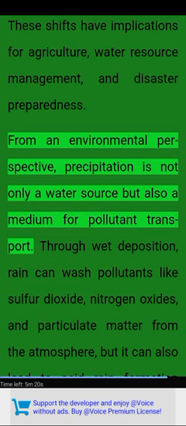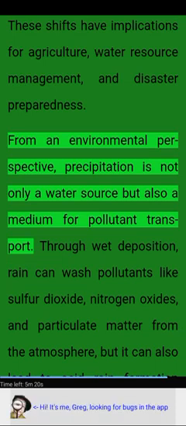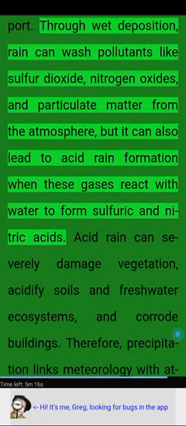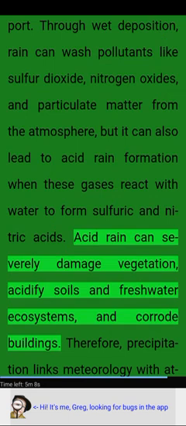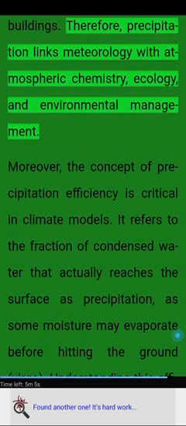From an environmental perspective, precipitation is not only a water source but also a medium for pollutant transport. Through wet deposition, rain can wash pollutants like sulfur dioxide, nitrogen oxides, and particulate matter from the atmosphere, but it can also lead to acid rain formation when these gases react with water to form sulfuric and nitric acids. Acid rain can severely damage vegetation, acidify soils in freshwater ecosystems, and corrode buildings. Therefore, precipitation links meteorology with atmospheric chemistry, ecology, and environmental management.